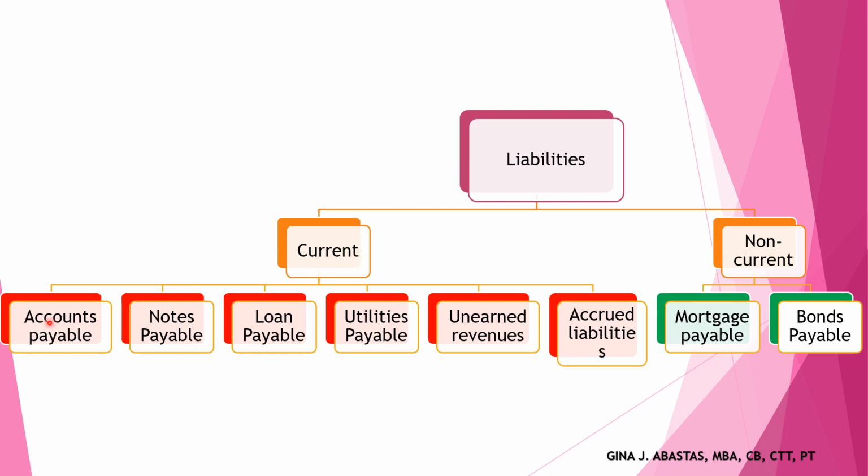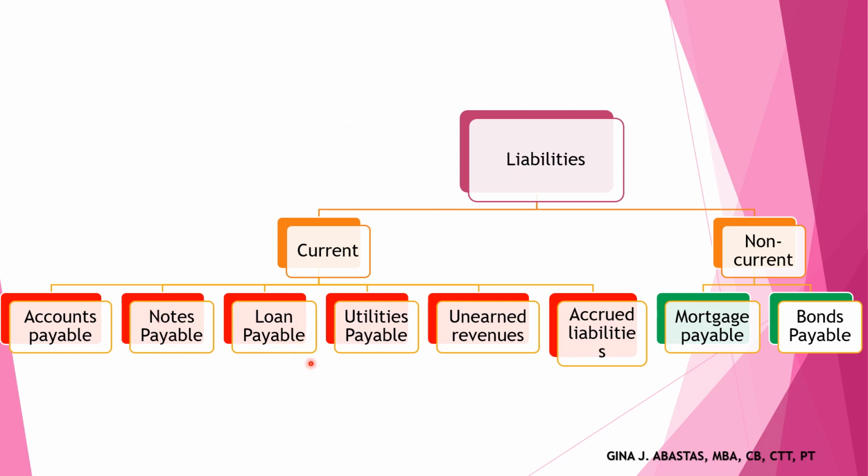When you say current liabilities, these are amounts due to be paid to creditors within 12 months or less than a year. Some examples here, we have accounts payable. It includes debts arising from the purchase of an asset or the acquisition of services on account. Next, we have the notes payable. Notes payable includes debts arising from the purchase of an asset or the acquisition of services on account, evidenced by a promissory note. That's what you call notes payable.